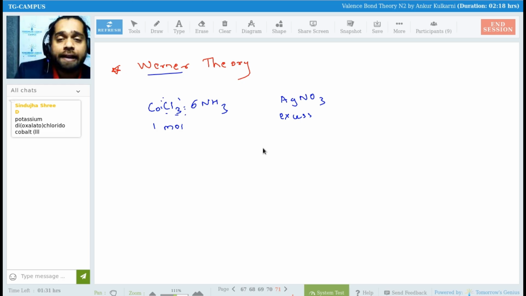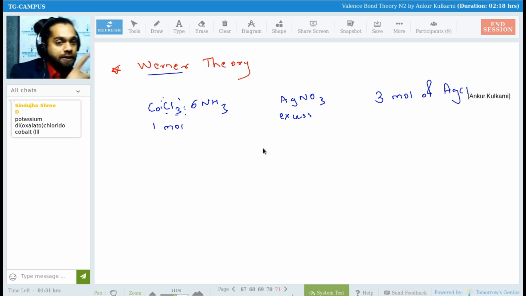So if I put AgNO3 in excess, what will I get? I'll get 3 moles of AgCl. Is this first part clear, everyone? Prashanti, Sarjana, Jason, Anmoldeep, Sindhuja, is this clear?